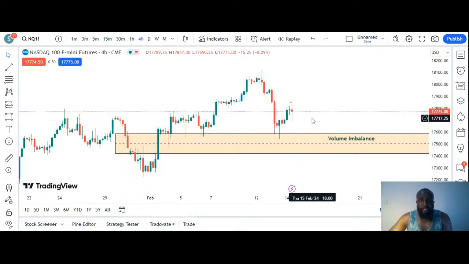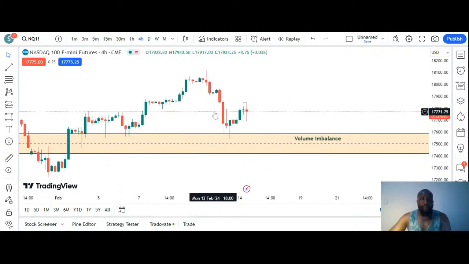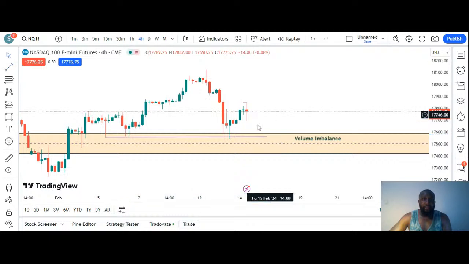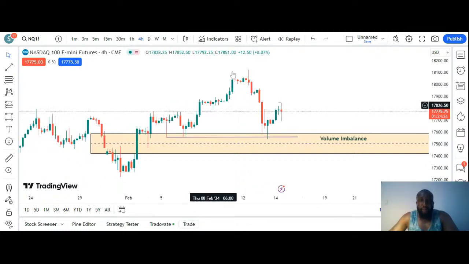Okay, so this is our 4 hour there. What do we realize on our 4 hour? We take note of these lows here, they're basically relatively equal. It is taken out, but it is a very shallow run on this one. So now we are bearish. You see the bearish move there.